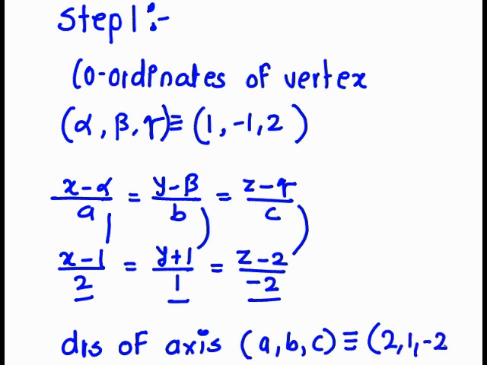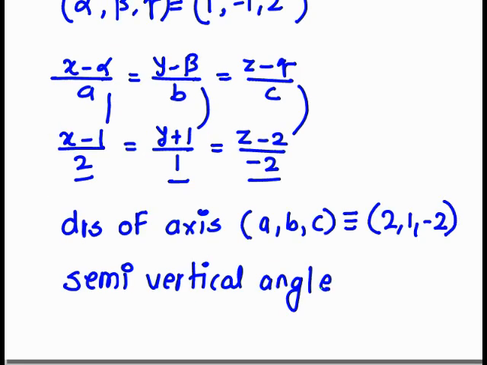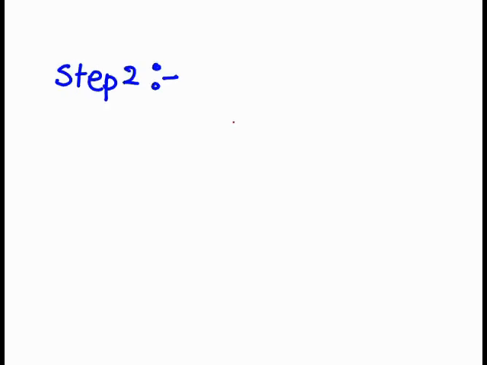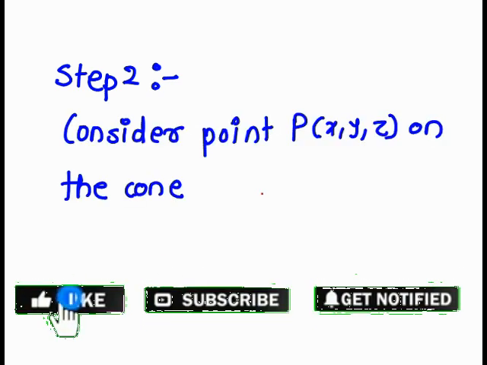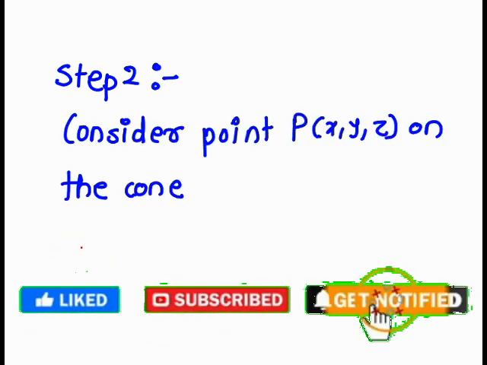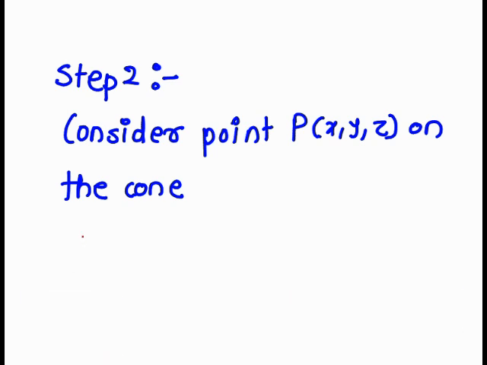Now to find the equation of the cone, we require the semi-vertical angle, and that is given as 45 degrees. For that, we require the value of cos 45, and the value of cos 45 is 1 upon root 2. Substituting all these values into the equation, consider a point P(x, y, z) on the cone, that is, on the generator.